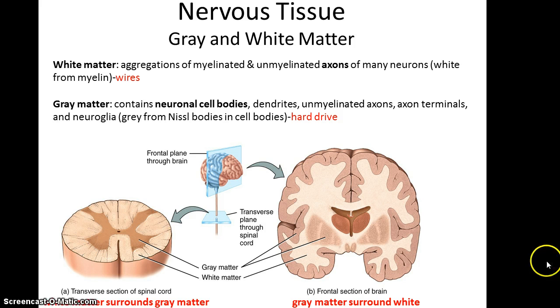Well, gray matter and white matter is interesting because they actually look gray and white-ish. The white matter are aggregates of myelinated and unmyelinated axons of many neurons. So you can think of them as sort of the wires of the brain carrying signal. And the gray matter contains the neural cell bodies. And this ends up leading to a sort of grayish color because of the Nissl bodies found in these cell bodies. And this is where the thinking and processing occurs. So you can think of it as the hard drive.